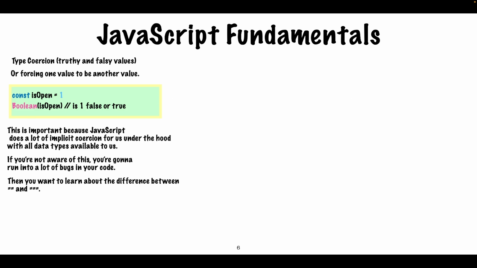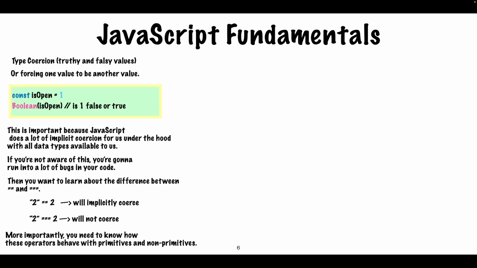Then you also want to learn about the difference between loose equality and strict equality. So in a nutshell, loose equality will implicitly coerce. So this expression will evaluate to true, and strict equality will not coerce. But more importantly, you need to know how these operators behave with primitives and non-primitives. And in a nutshell, you can think of this as comparison by value versus comparison by reference or pointers.